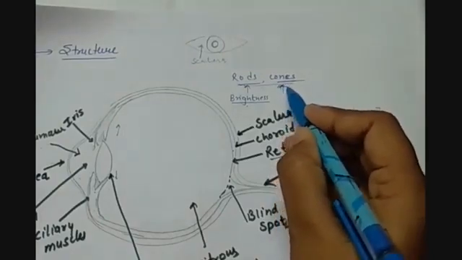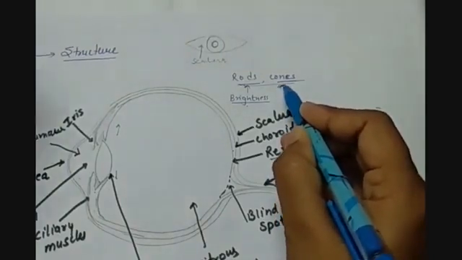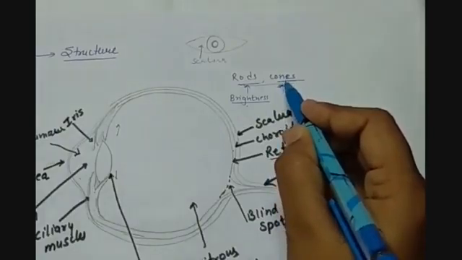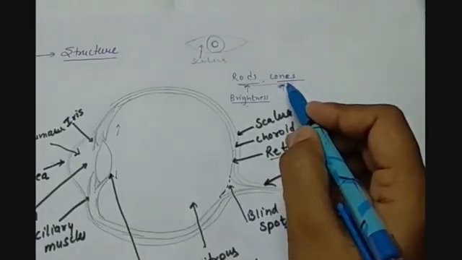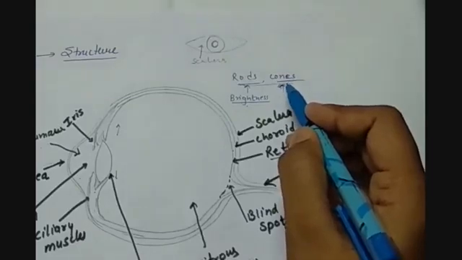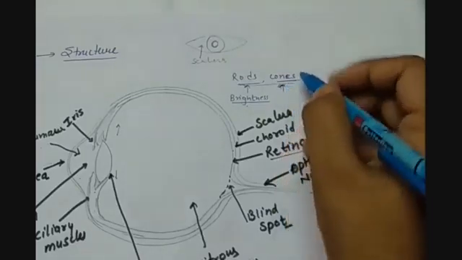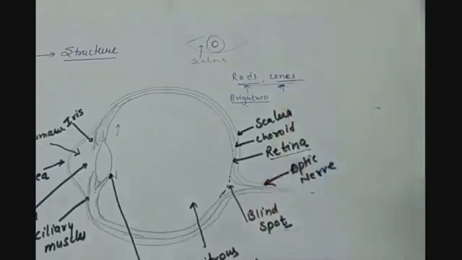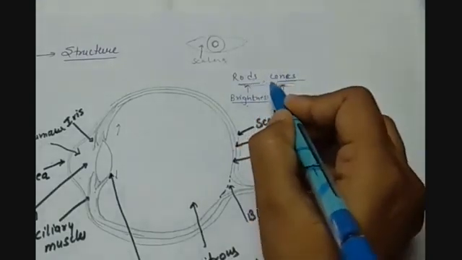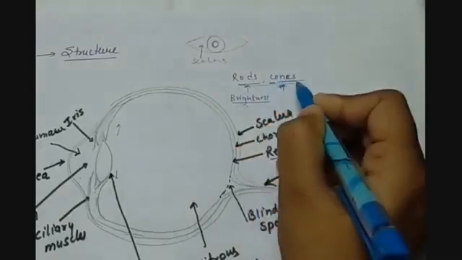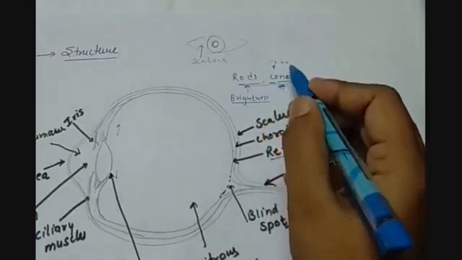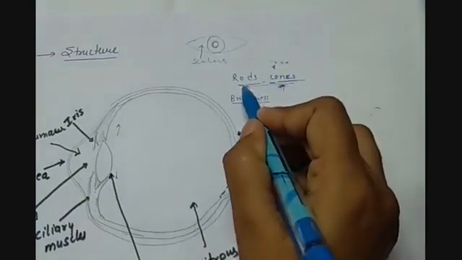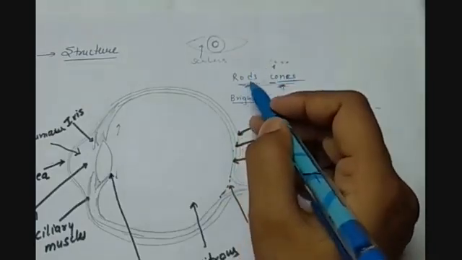If a person is having less amount of cone cells, then he will be suffering from color blindness, because some of the particular color cone cells will be absent in the retina of the eye. So the way to remember this is C for cones, C for color. So cones are responsible to see the colors, rods are responsible to see the brightness or the intensity of the light.